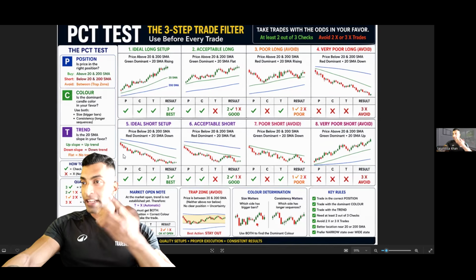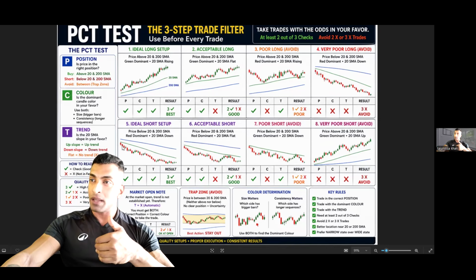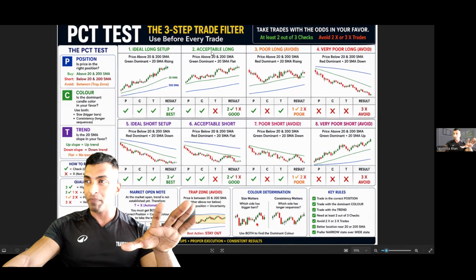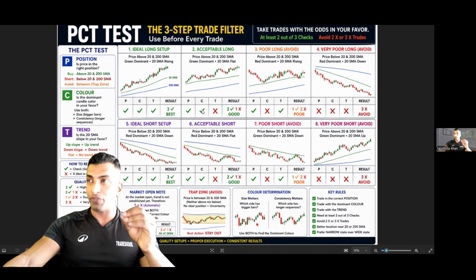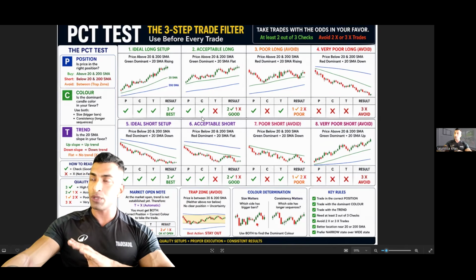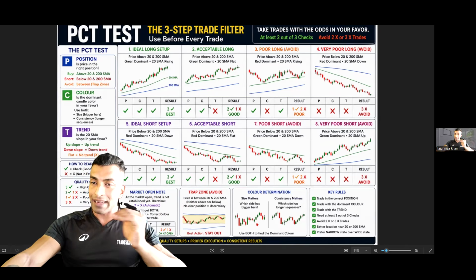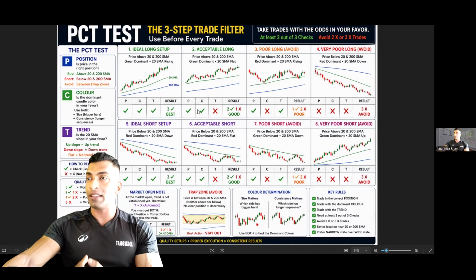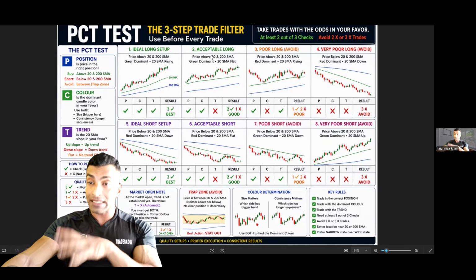Similarly, what is the ideal short setup? The price below this, more red candles, strong red candles, so color is matched, and the trend is sloping downside. All 3 are coming in a perfect scenario, so you'll be going on the short side. Now, this one is okay. This is acceptable because 2 conditions are in your favor: price is above the 20 and 200, and color is also in your favor, but the slope is slightly turning flat. So probability is not as much as the previous one, but considering that these 2 are in your favor, it is an acceptable long.